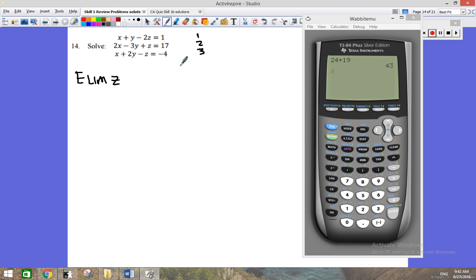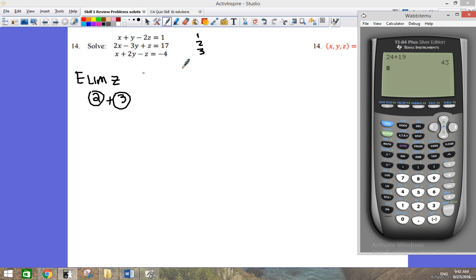Let's eliminate the z's by taking equation 2 plus equation 3, and then I'm going to have to do it again to eliminate the z's. And this time I have to use equation 1, and since that's negative, let's use equation 2, but we'll have to multiply equation 2 by 2 in order to get a positive 2 and negative 2. So here, that's just my plan of attack.